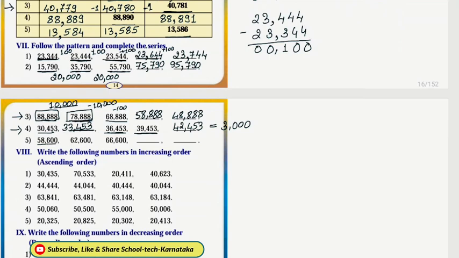Now our last example: 58,600, 62,600, 66,600. Here the difference is 4,000. The difference is 4,000. So our next skip number would be 70,600. And the next skip number would be 74,600.